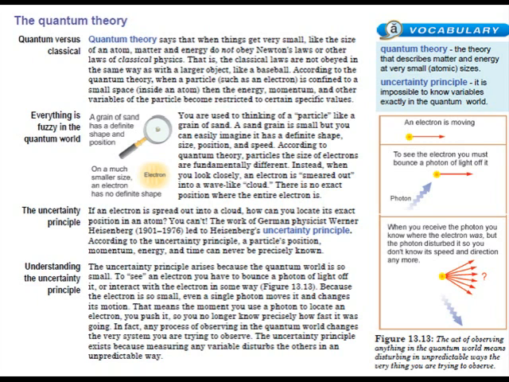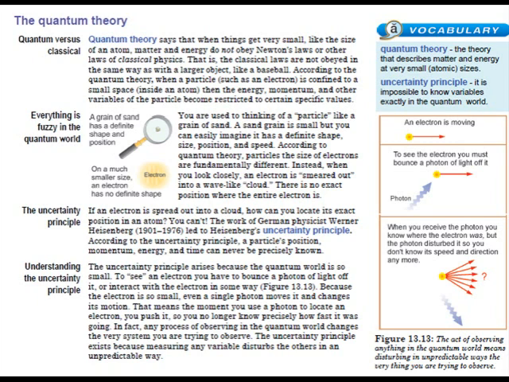Instead, when you look closely, an electron is smeared out into a wave-like cloud. There is no exact position where the entire electron is. If an electron is spread out into a cloud, how can you locate its exact position in an atom? You can't. The work of German physicist Werner Heisenberg led to Heisenberg's uncertainty principle.